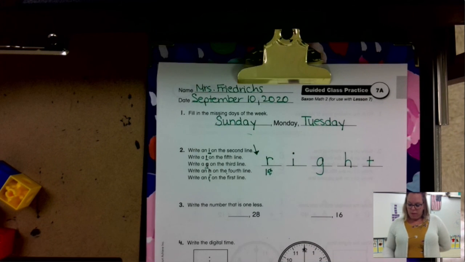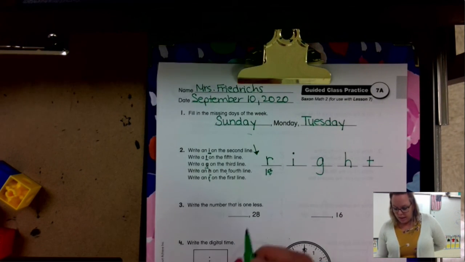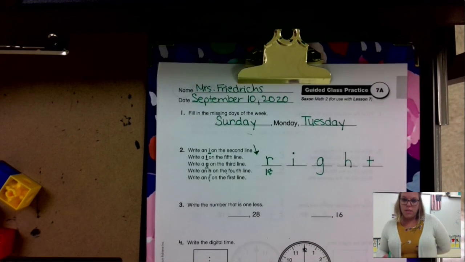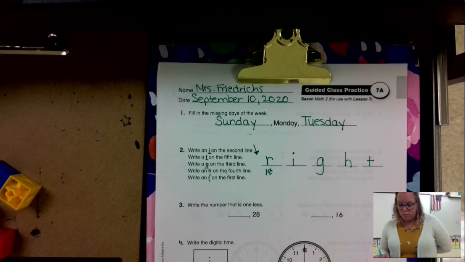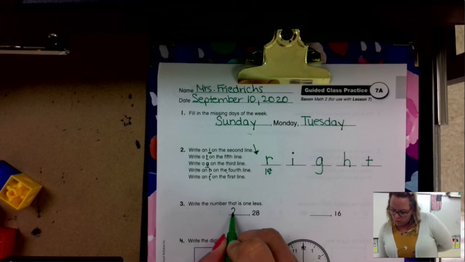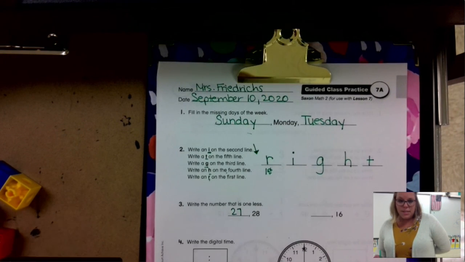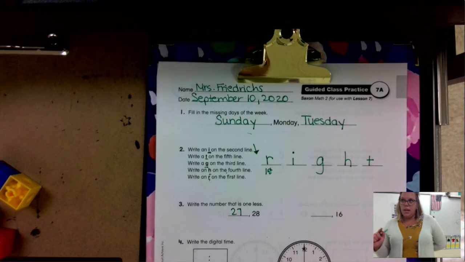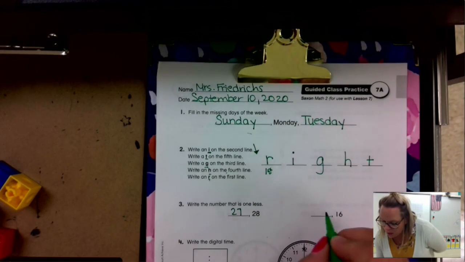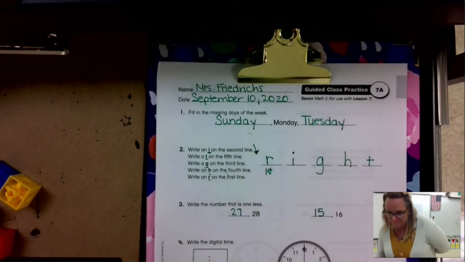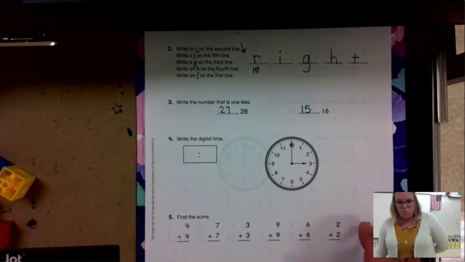Okay, on to number 3. Write the number that is 1 less. What's 1 less than 28? What comes right before 28 when you count? Here's a great time to pull out that math folder if you need to. What's right before 28? 27 is. What number is 1 less than 16? So go to 16 and go to the left 1 spot. What's just before 16? 15. Great job, first grade. Let's go ahead and move on.